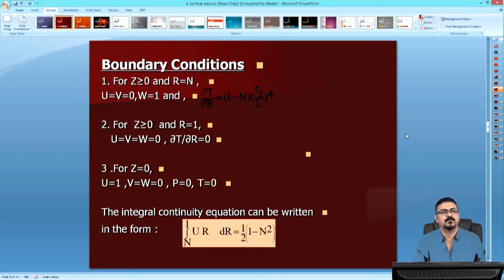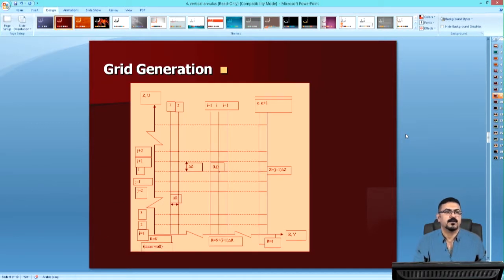Boundary conditions. The velocities on the outer surface of the outer cylinder equal 0. The velocities at the inner cylinder equal 0 except the value of W, which is equal to 1. Adiabatic at the outer cylinder and constant heat flux at the inner cylinder surface. This figure shows the grid generation.